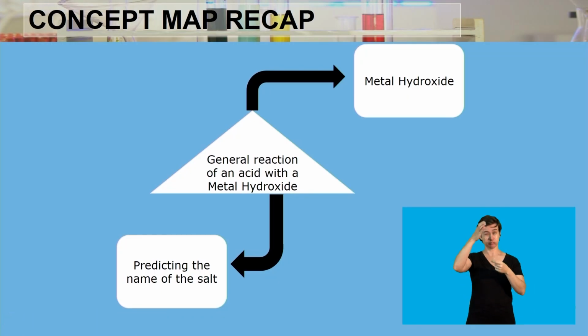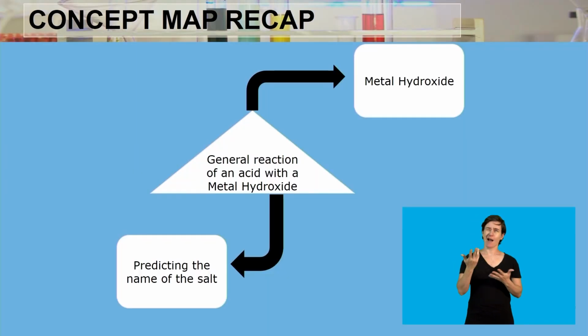So we started by, number one, breaking down our main concept, being the general reaction of an acid with a metal hydroxide. Within that, we looked at what a metal hydroxide is and how it is formed. We further looked at how we predict the name of the salt that is formed when an acid reacts with a metal hydroxide. What happens when an acid donates its hydrogen, and what happens when the metal hydroxide donates its hydroxide, being the OH. So the H from the acid and the OH from the metal hydroxide react together to form water, and the remainder gives us the salt.